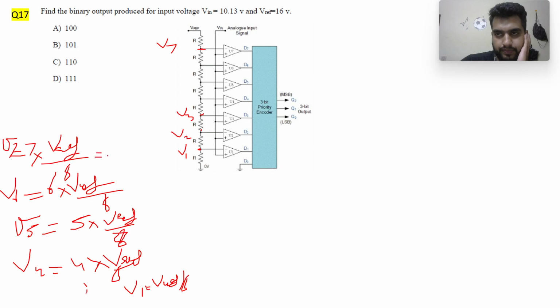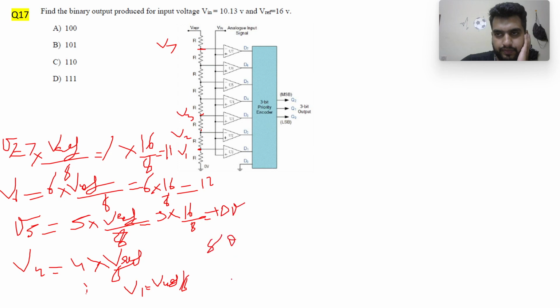So V7 is equal to 7 multiplied by Vref, which is 16, by 8. So this is equal to 14 volts. V6 is equal to 6 times 16 by 8, so 12 volts. V5 is equal to 5 times 16 by 8, that is equal to 10 volts, and this will be equal to 8 volts, 4 volts, and so on.